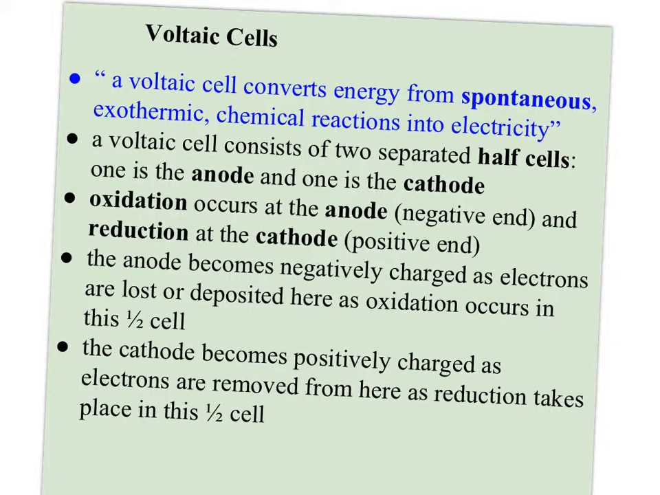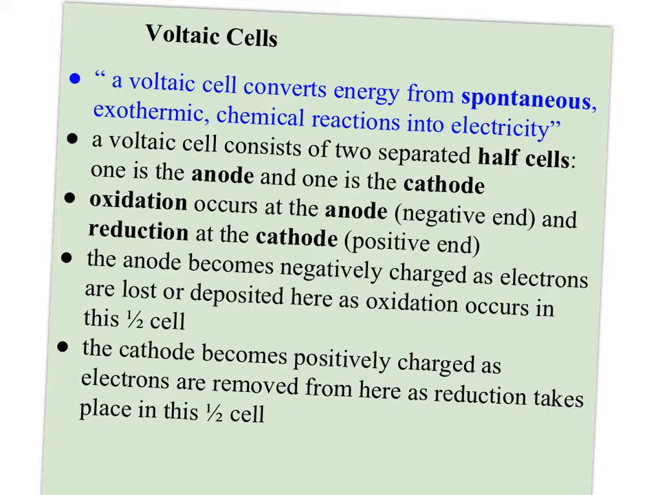So a voltaic cell converts energy from spontaneous exothermic chemical reactions into electricity. It just makes that released energy something useful. So it consists of the two separated half cells, like I talked about on the previous slide, and one of these half cells is referred to as the anode, and the other is referred to as the cathode.